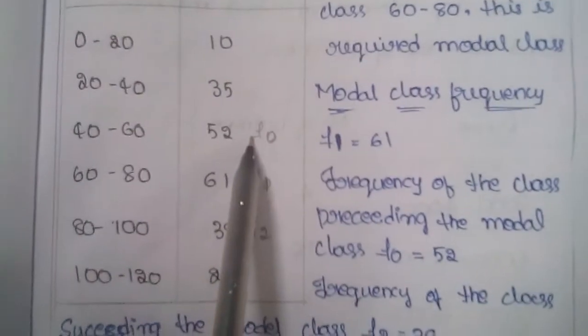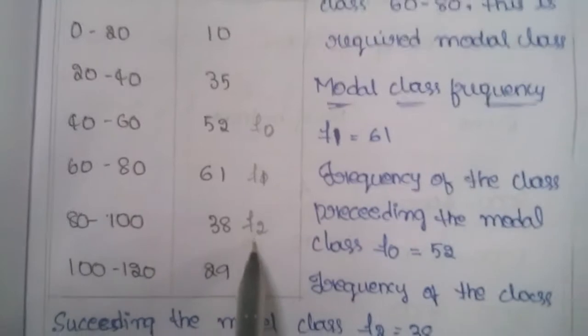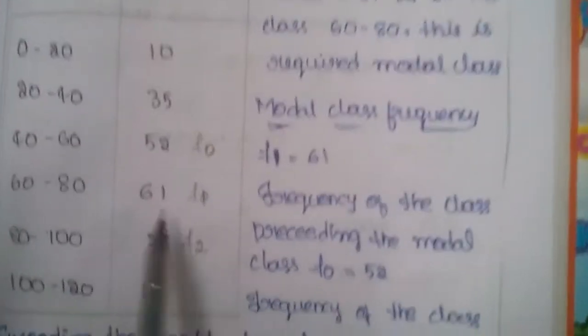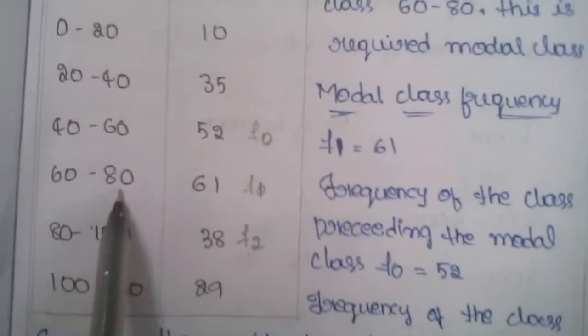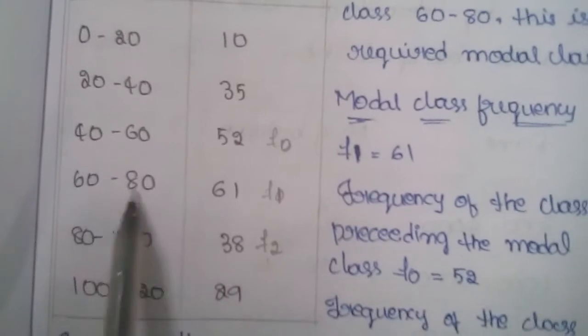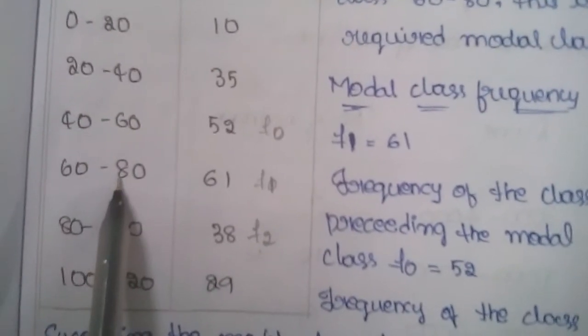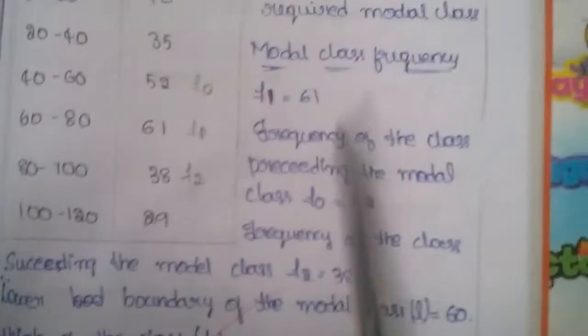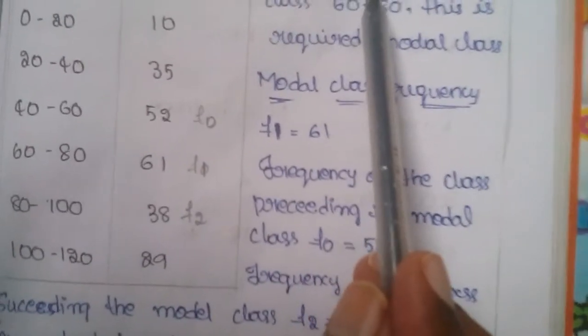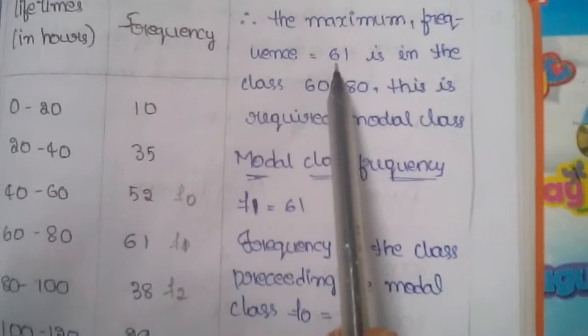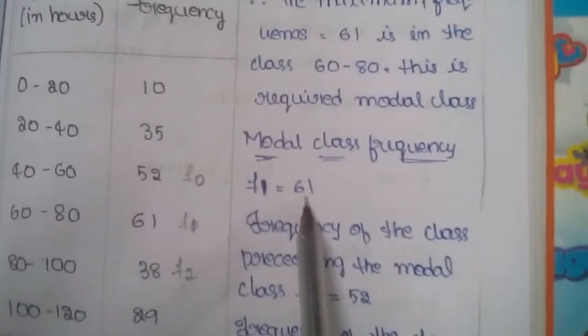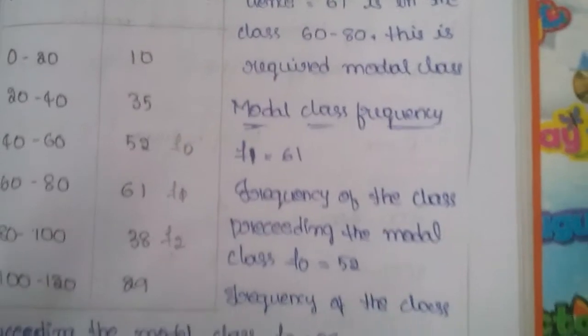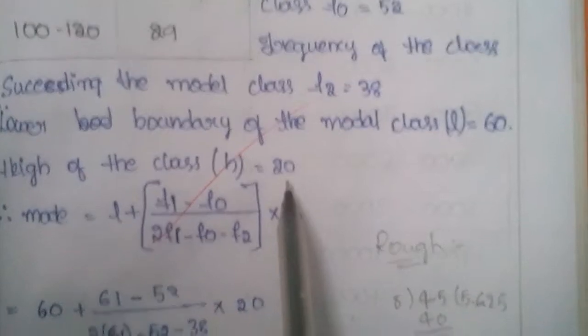So the highest value can be taken as f1, the preceding class f0, the succeeding class f2. So the f1 corresponding class can be taken as the modal class. So 60 is the lower boundary, the difference h is equal to 20. So I am writing like this. The maximum frequency is 61. So for the modal class, f1 is equal to 61, f0 is equal to 52, f2 is equal to 38, the lower boundary is 60 and h is 20.